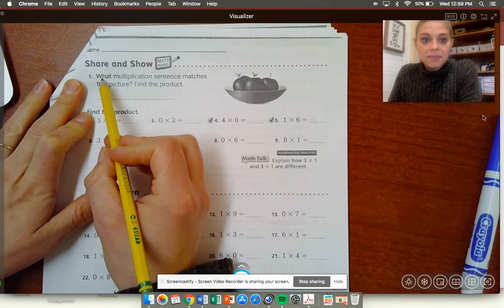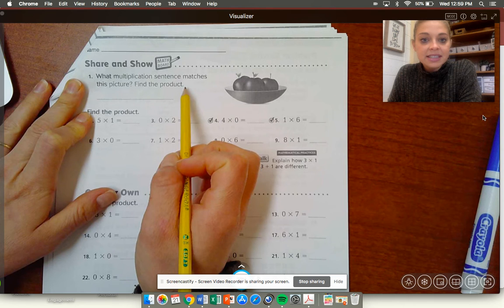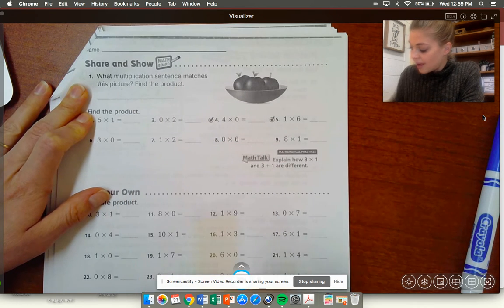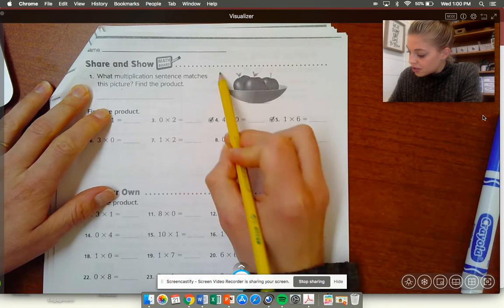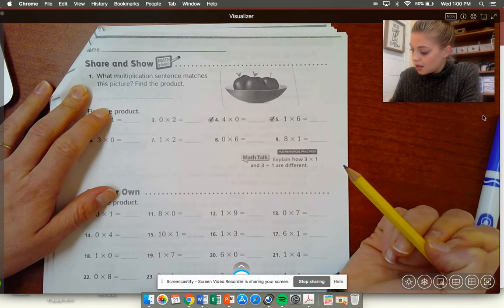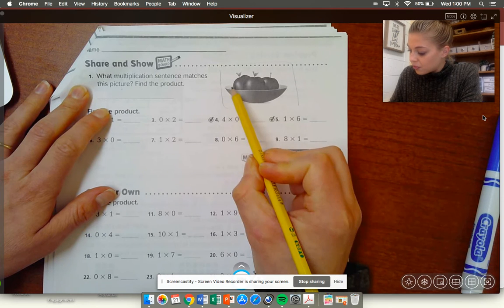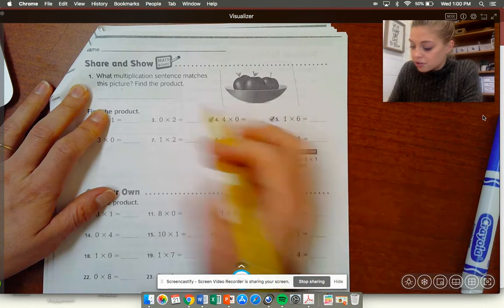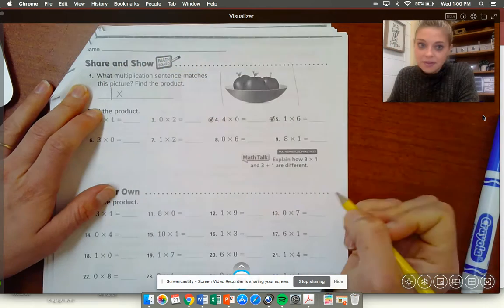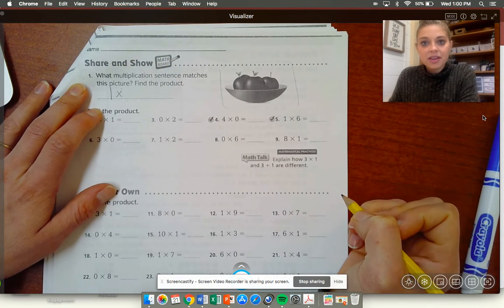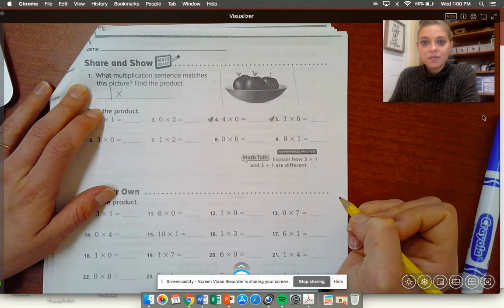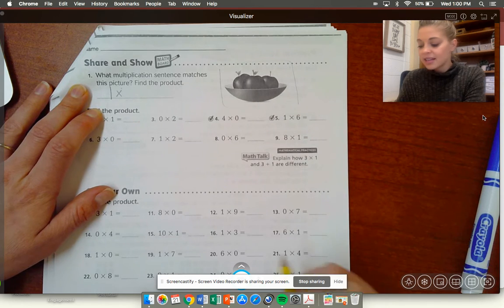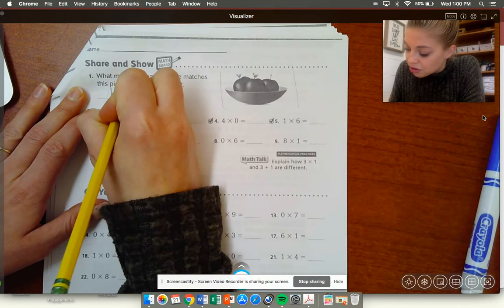So let's start with number 1. What multiplication sentence matches this picture? Find the product. All right, so this is the picture that they're talking about. And it looks like we have one group because there's one bowl. So there's one group of, how many apples are in the bowl? 3, right? 1, 2, 3. So 1 times 3, because there is one group of 3.